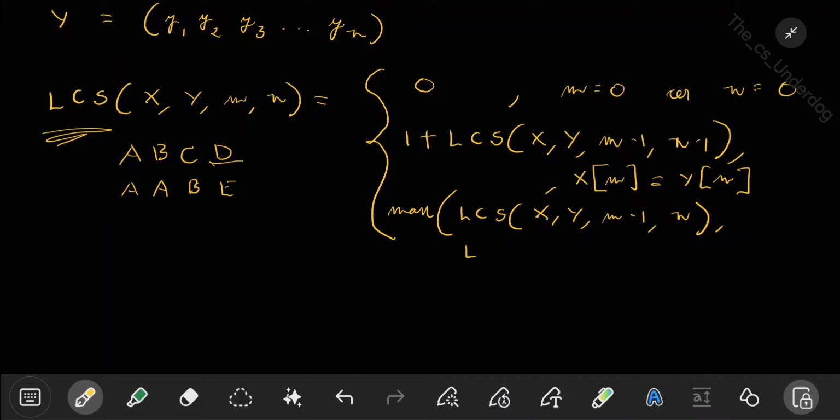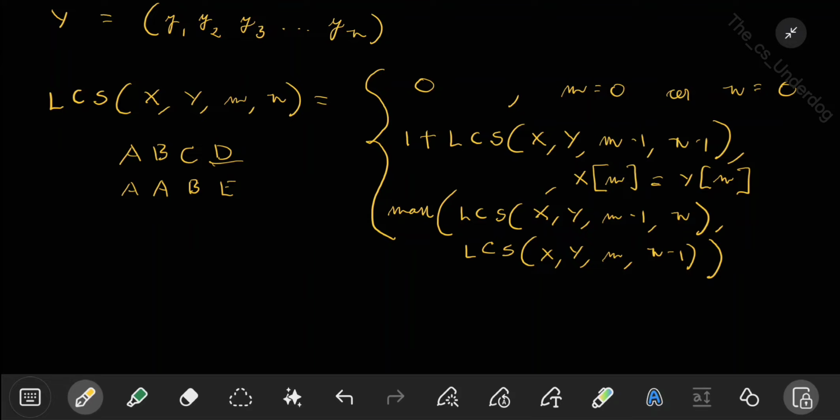Second one is LCS of x, y, m will stay as it is. And for the second string, you will have one letter less. That is, you will take n minus 1. Among these, whichever is the maximum, whether it is LCS of x, y, m minus 1, n or LCS of x, y, m, n minus 1, whichever is the maximum, that is the count you are going to take as LCS of the largest string. Okay.